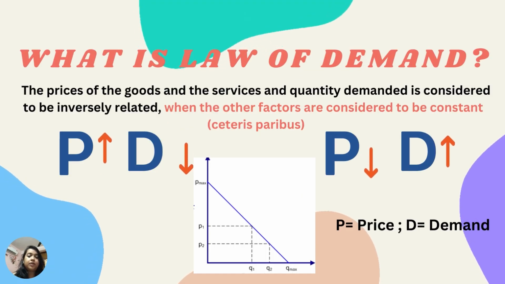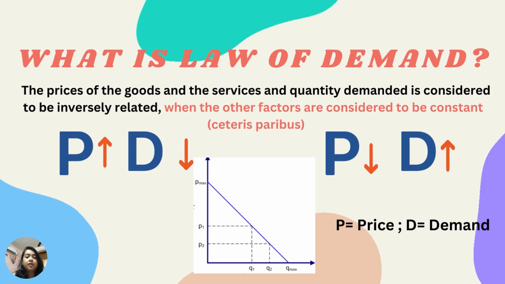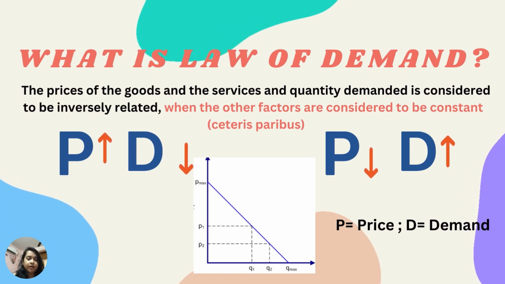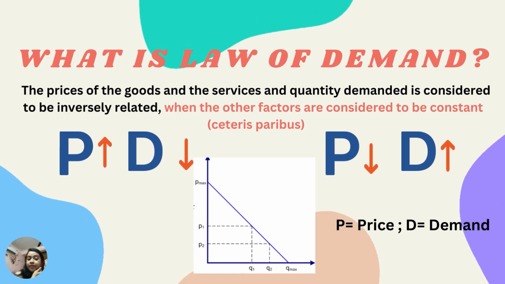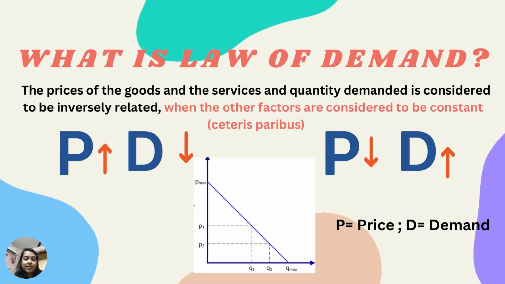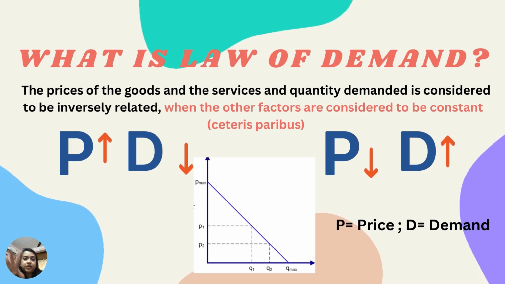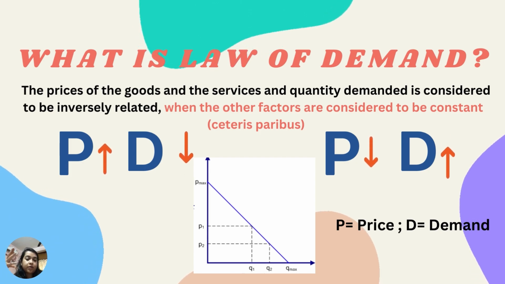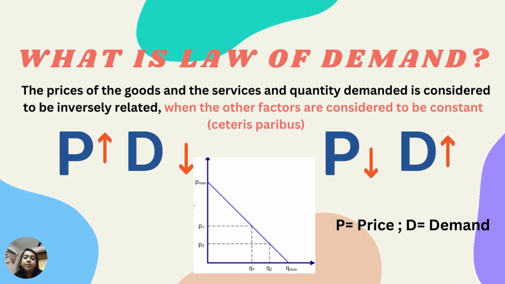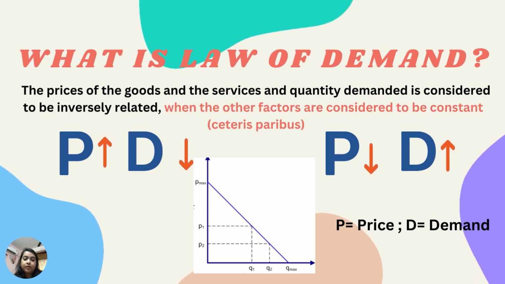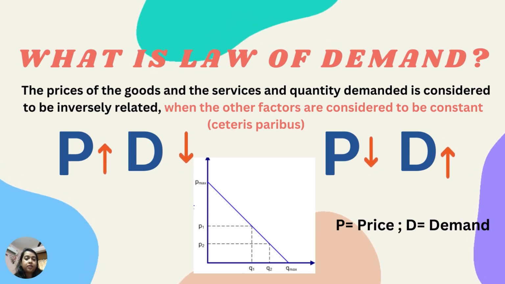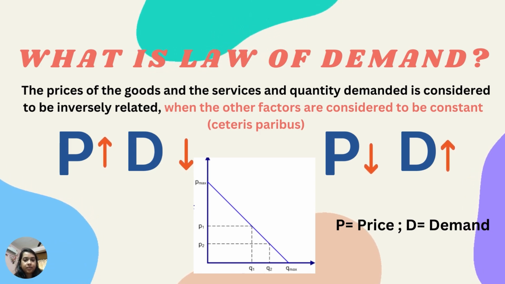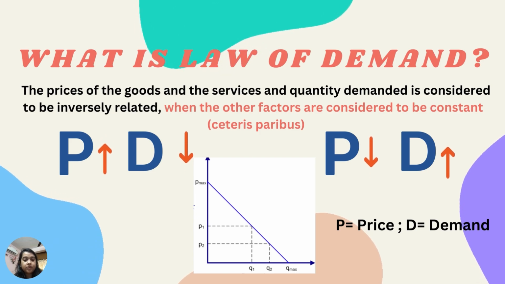So in the first session we will be learning about the law of demand. It is very important that we understand the definition of law of demand. The law of demand states that when the price of a good increases, then the demand for that good will fall. That is, price and quantity demanded are inversely related. That is, if price increases, demand falls, and when price falls, demand increases.